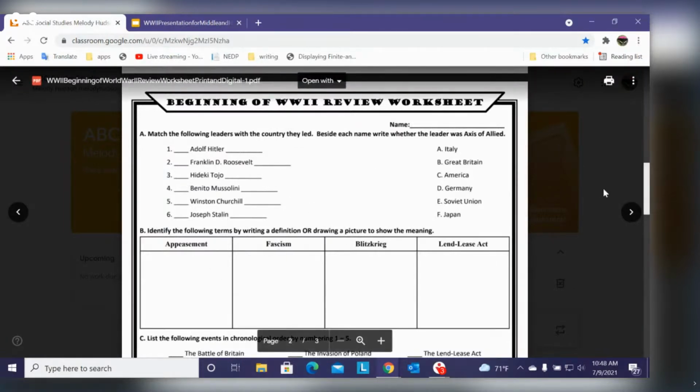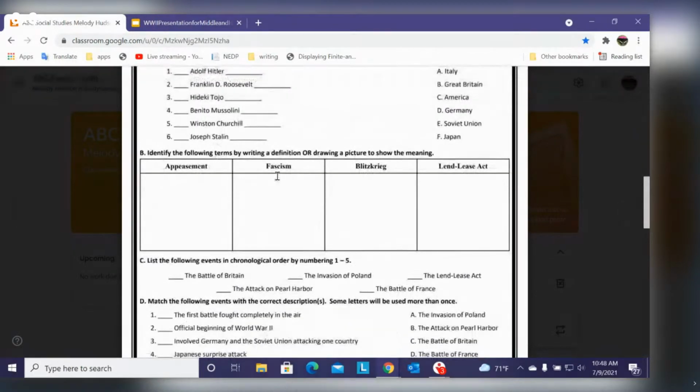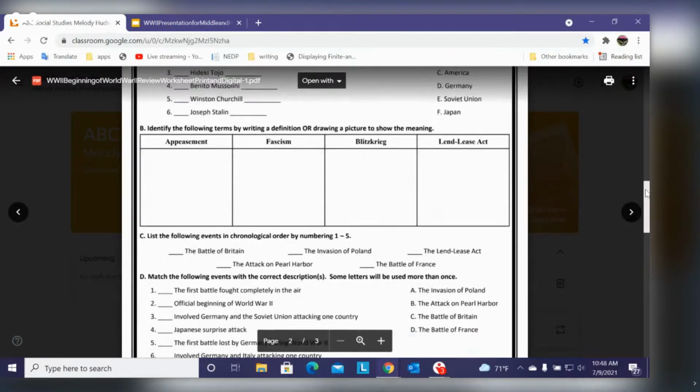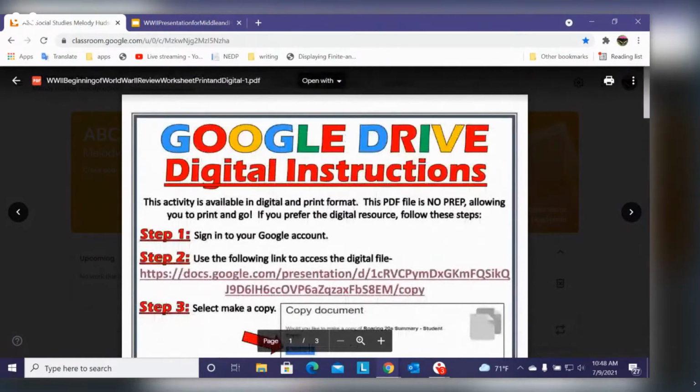And then you have some terms: appeasement, fascism, blitzkrieg, and the Lend-Lease Act. Tell me the best you can about what these things are. And then the attack on Pearl Harbor, Battle of France, invasion of Poland. Actually, hold off on it because we didn't really get more into it. We're going to have to do that next week. So just hang on to that. And as I said, make some notes.